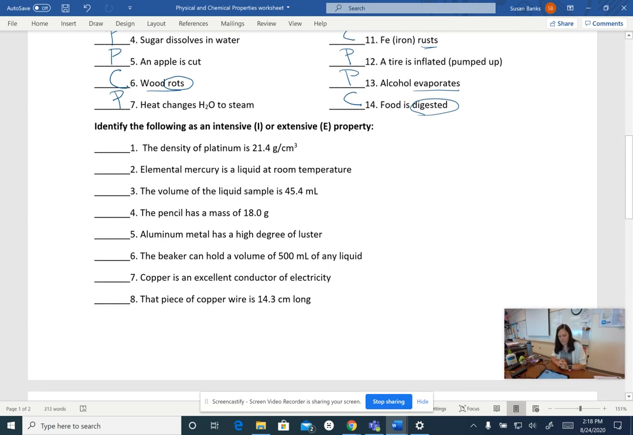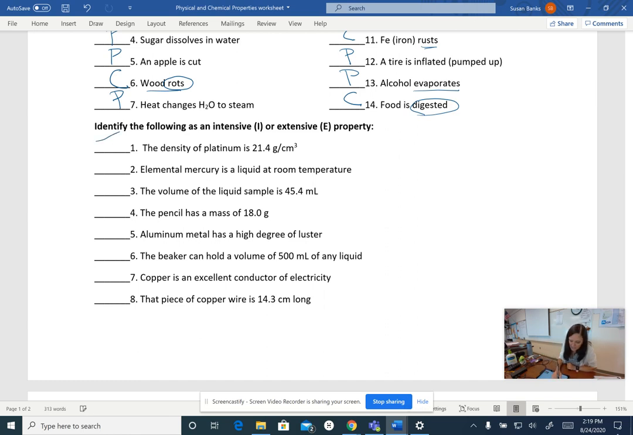Identify the following as either an intensive property, remember intensive properties, it doesn't matter how much or how little we have, they're just intrinsically there, or an extensive property. Extensive properties, it does matter how much we have there. So I'm going to give you a second to look at these. You ready? Okay, the density of platinum.